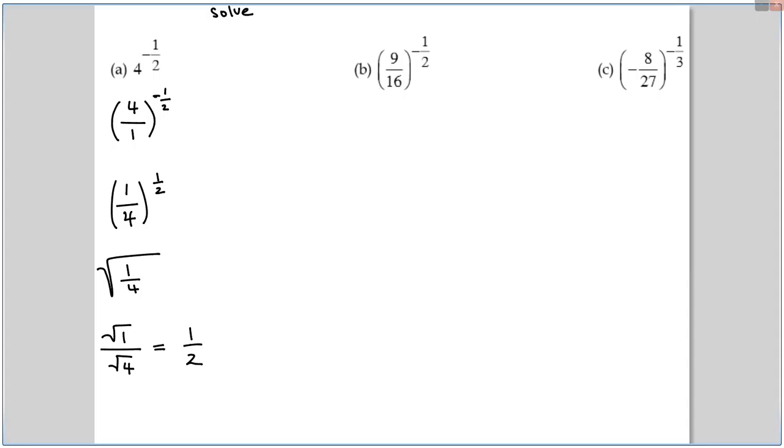Okay, next one. What do I want to do first? I wrote it on the side there. Get rid of the negative. So what happens to the 9 over 16?